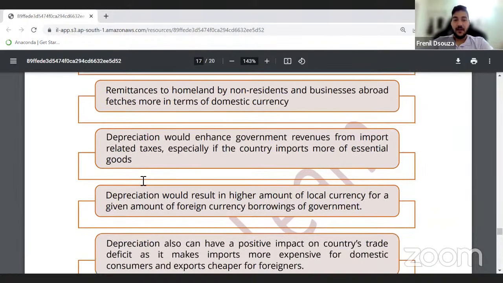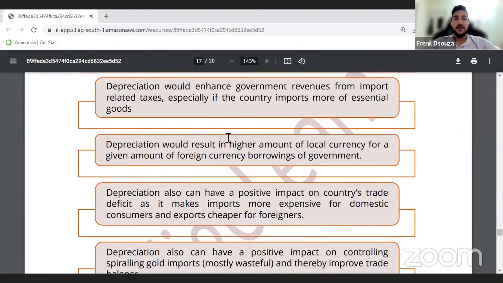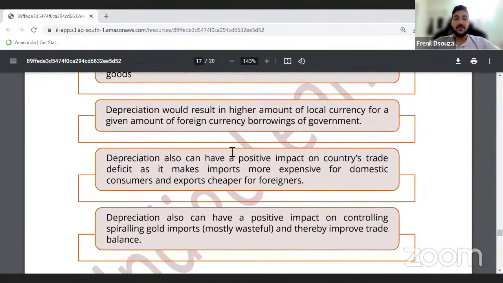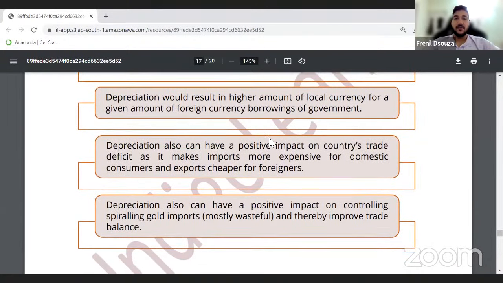Next, see, here we are not talking about advantages or disadvantages. We are talking about the impact. Okay, you have to understand that impact can be positive to our country, impact can be negative. Impact is an impact. What affects? Okay, that's what we are learning. Now, depreciation would enhance government revenues from import related taxes.